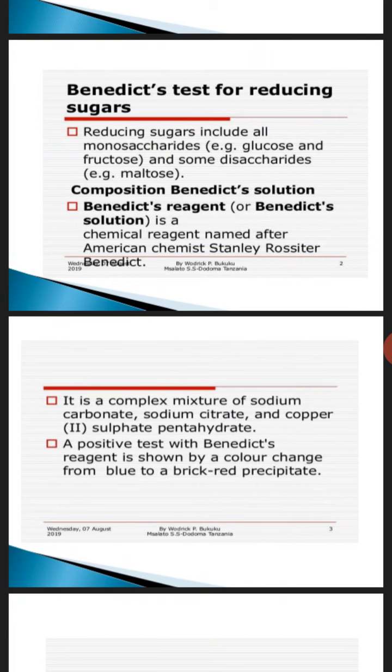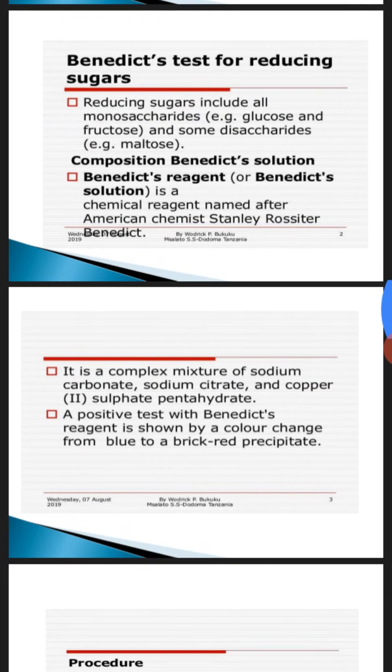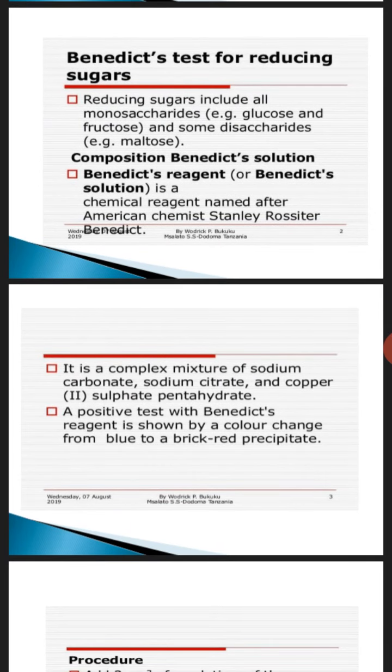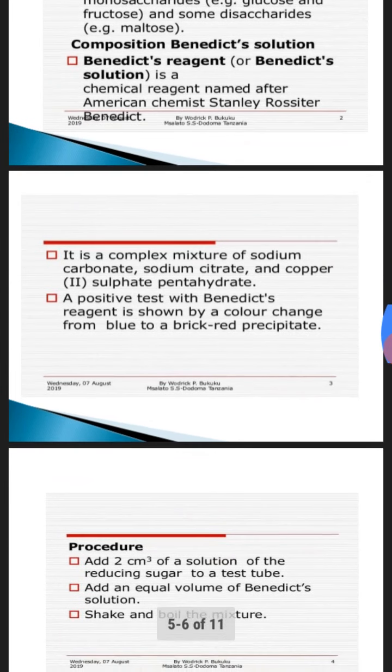A positive test with Benedict reagent is shown. How are you going to detect that this is a sugar when a positive test comes with Benedict reagent? That is due to the change of color from blue to brick red precipitate. That means the Benedict test is positive.